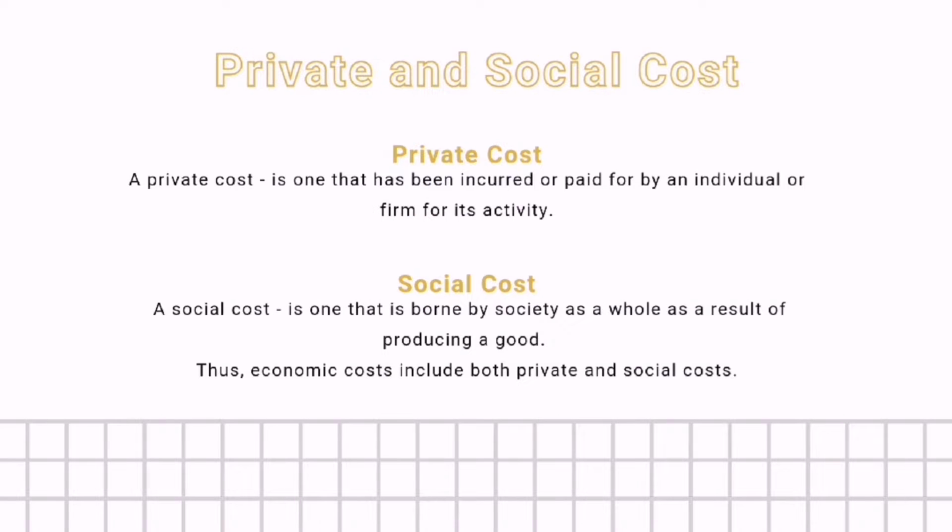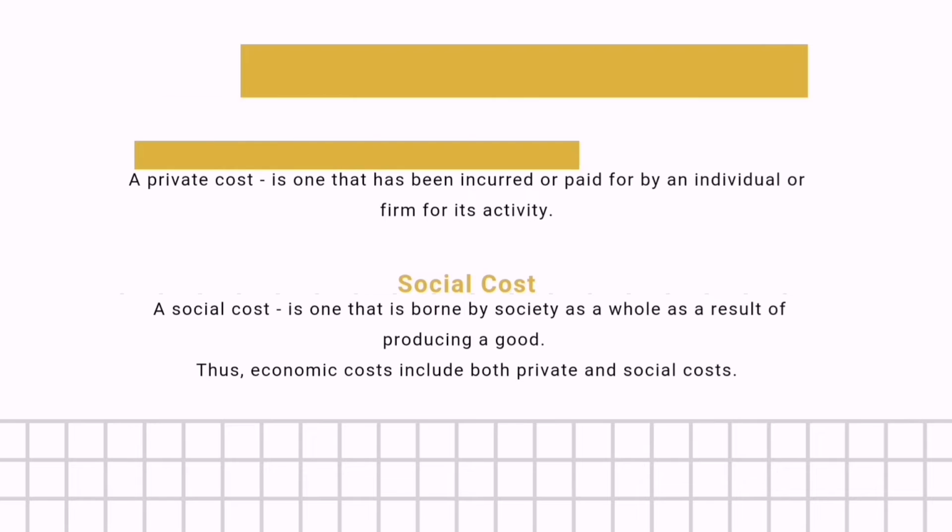Private and social costs. A private cost is one that has been incurred or paid for by an individual or firm for its activity. A social cost is one that is borne by society as a whole as a result of producing a good. Thus, economic costs include both private and social costs.